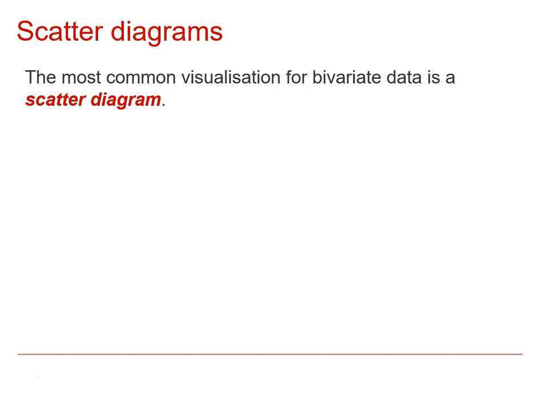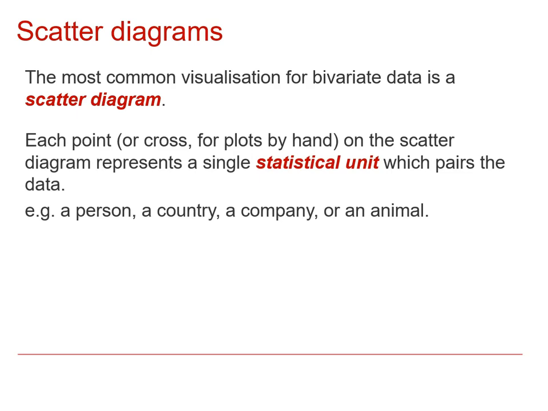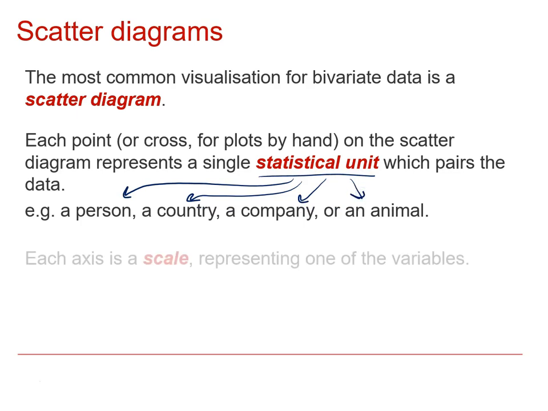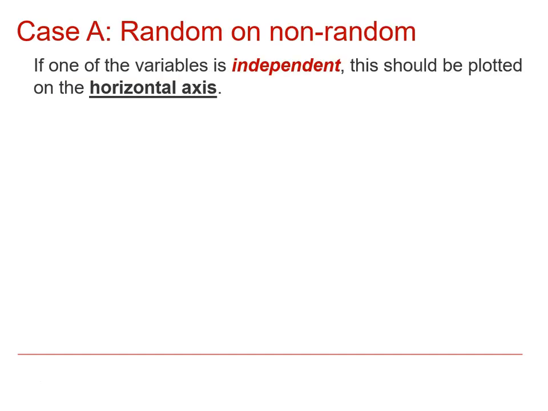The most common visualization for bivariate data is a scatter diagram. Each point, or a cross when we're plotting it by hand, on the scatter diagram represents a single statistical unit. What do we mean by that? Well, whatever it is that's pairing the data. So for instance, a person, a country, a company, an animal. Each axis is a scale representing one of the variables. Now, if one of the variables is independent, this should always be plotted on the horizontal axis.